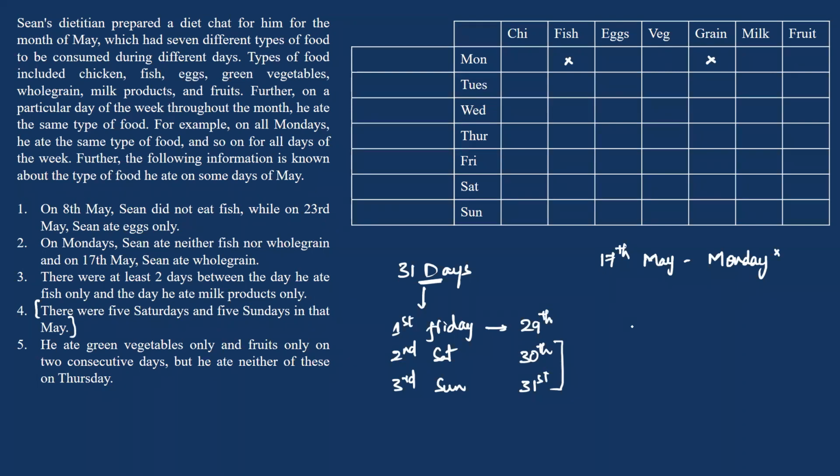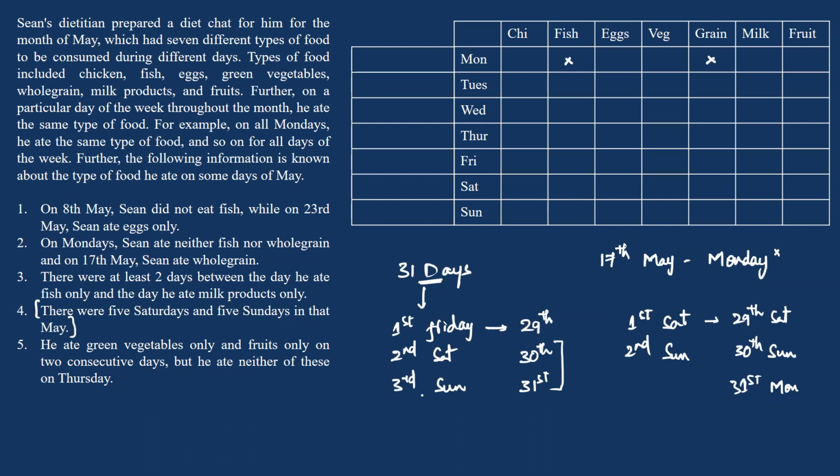The second scenario being the first is on Saturday, the second on Sunday. So in that case, you will be having 29th as Saturday, 30th as Sunday, and 31st as Monday. So in this scenario, you will be having 3 Fridays, 3 Saturdays, and 3 Sundays, whereas here you will be having 3 Saturdays, 3 Sundays, and 3 Mondays. Okay, and now we are given that 17th May is not Monday.